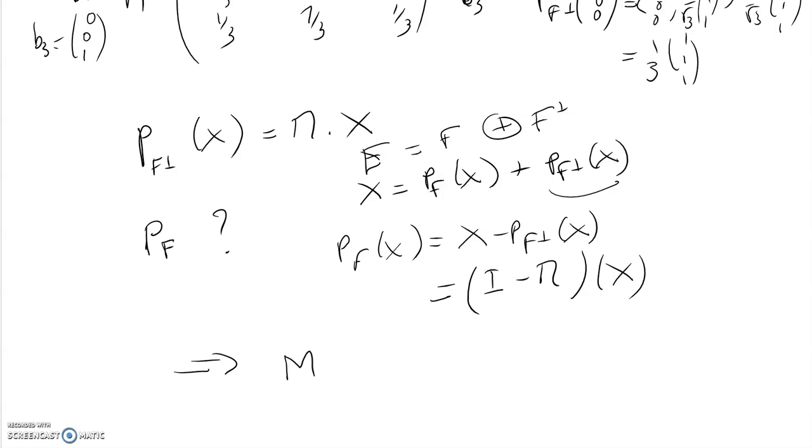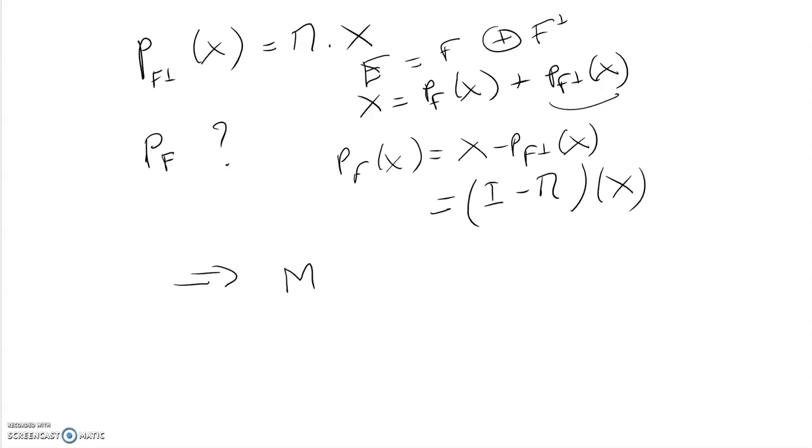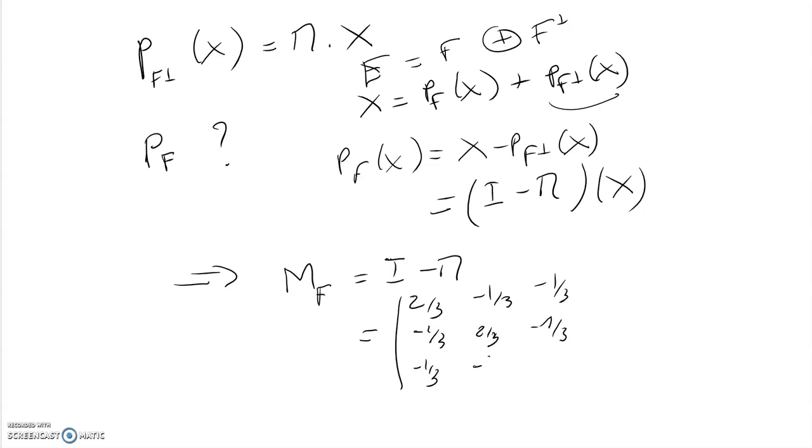So in our case, MF, the matrix of the projection on F, is going to be given by the identity minus the previous matrix that we had found. So that would be 1 minus 1 over 3, so 2 over 3, minus 1 over 3, minus 1 over 3, minus 1 over 3, 2 over 3. On the diagonal I get 2 over 3, and everywhere else I get negative 1 over 3. And you can redo all the calculations to see that it's indeed working.